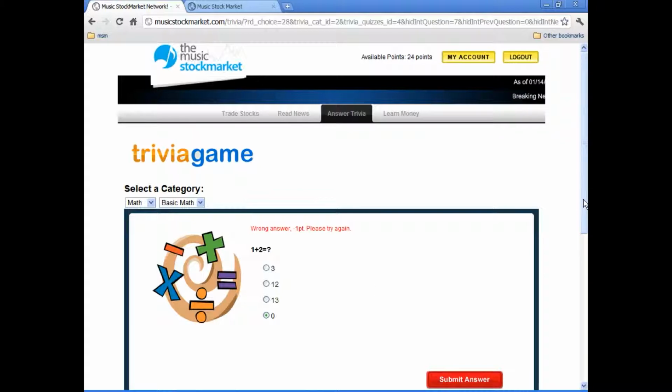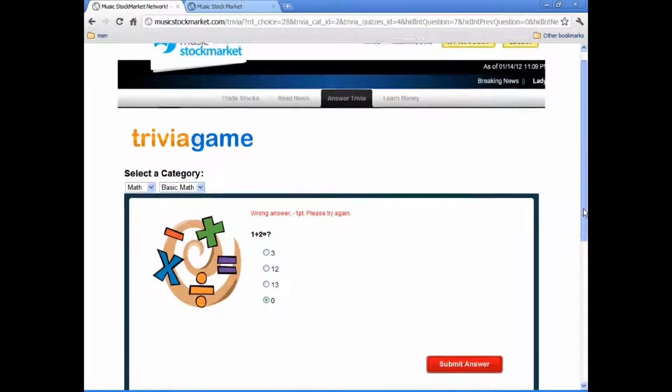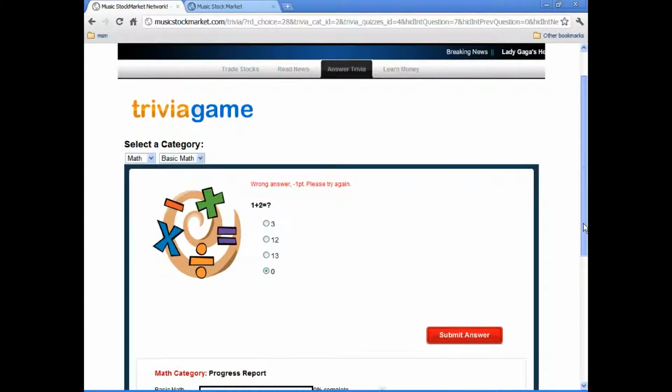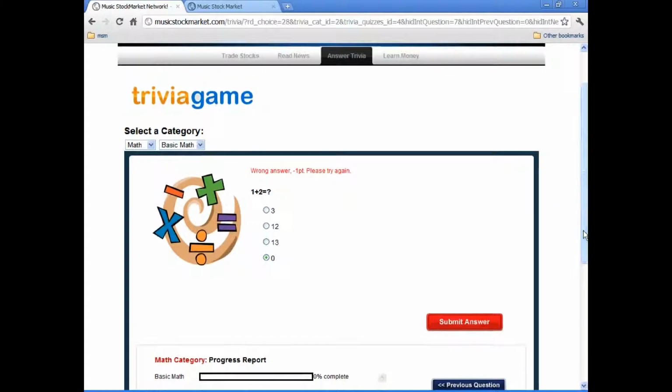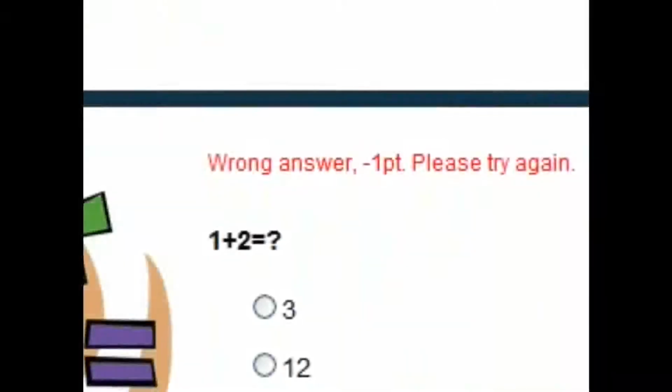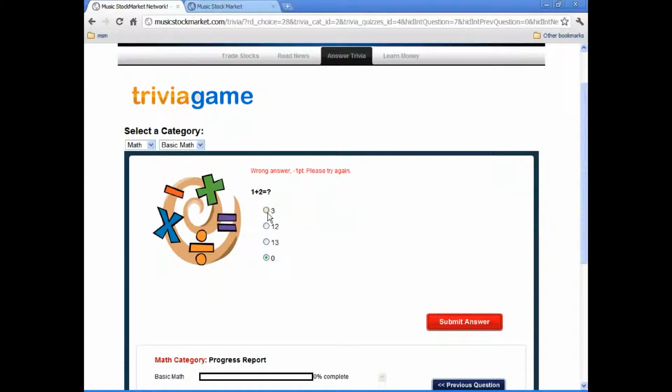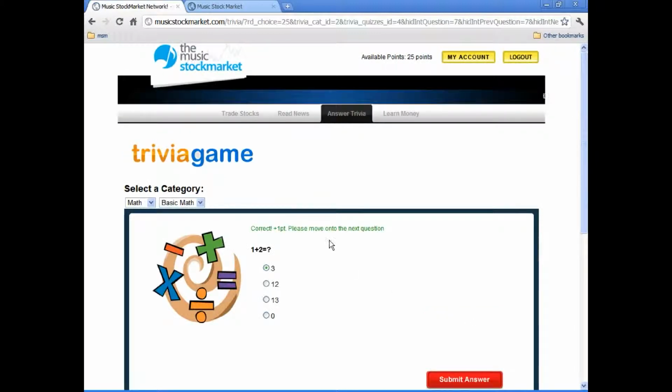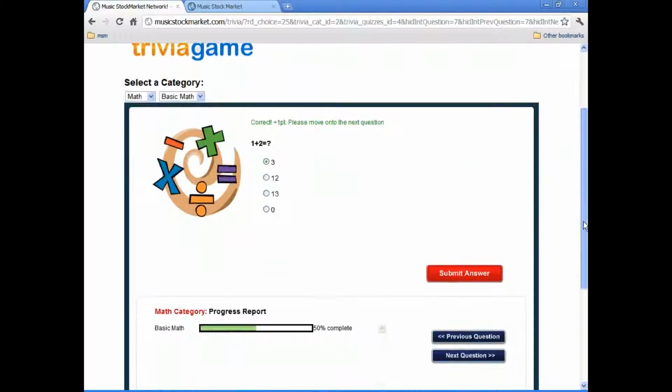What you'll see, which is very important, is that when we answer a question incorrectly, we'll actually lose a point from our balance. You need to understand that the trivia section is going to be another method that we can use to earn additional points. But we have to be careful, because if we answer incorrectly, we're going to get penalized. If we respond with more wrong answers than correct answers, we can actually end up losing more points than we gain and shrink our balance.